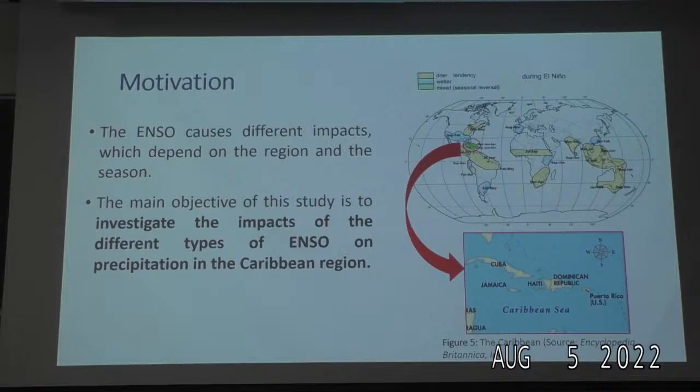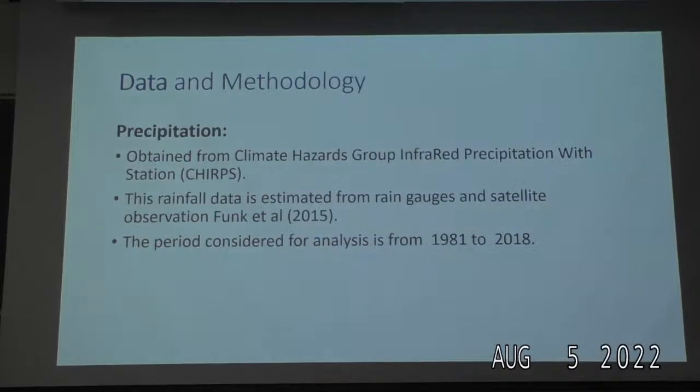So, as I said before, El Niño can cause different impacts around the world, which depend on the region and the season. And in the figure that we can see in the PowerPoint, we are going to be focusing on the main objective of this study, which is to investigate the impacts of the different types of El Niño on the precipitation in the Caribbean region. So how do we do that?